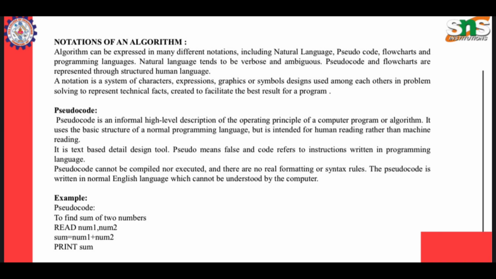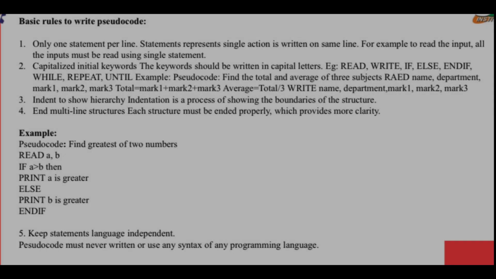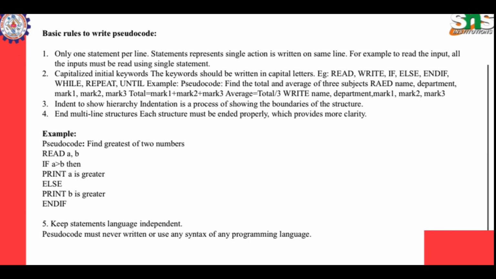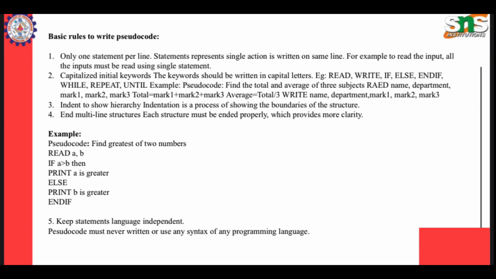The basic rules to write pseudocode: only one statement per line. A statement representing a single action is written on the same line. For example, to read the input, all the input must be read using a single statement. Capitalized initial keywords: the keywords should be written in capital letters. Example: READ, WRITE, IF, ELSE, END IF, WHILE, REPEAT, UNTIL, all should be in caps.